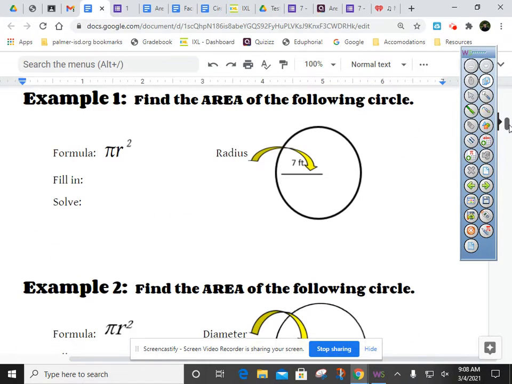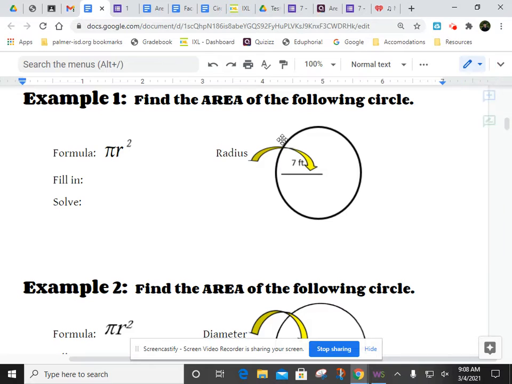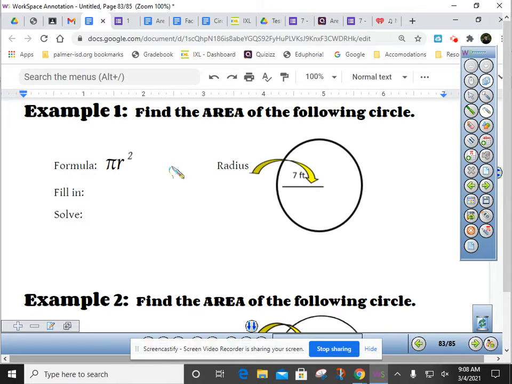Let's look at example 1. Find the area of the following circle. Area equals pi r squared. So now I'm going to fill it in. And I use 3.14 for pi. What is the radius, r? 7. Squared.